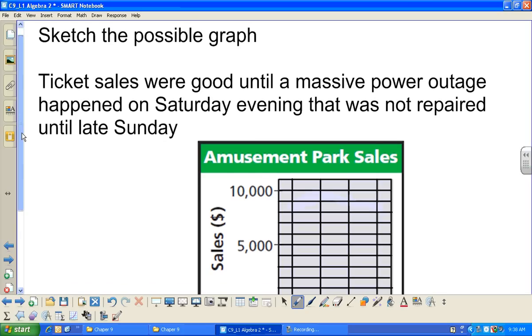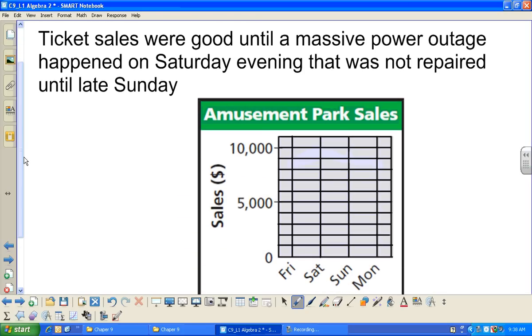Now I want to sketch a graph given this information. Ticket sales were good until a massive power outage happened on Saturday evening that was not repaired until late Sunday. So Friday ticket sales were good. Good sales to me would be around $8,000. Massive power outage happened on Saturday evening. So that means that there could have been a lot of sales in the morning and afternoon, but then didn't get any sales at night. So I'm going to say that it went down to 4,000.